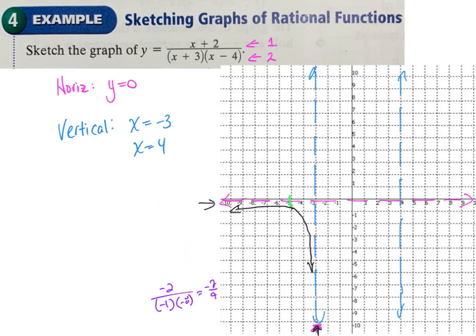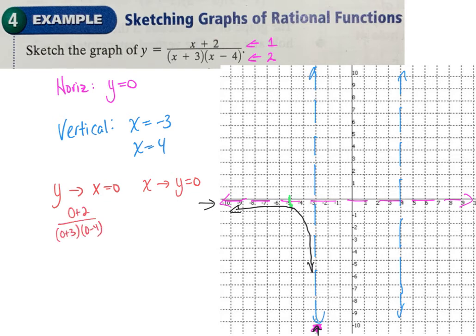Now, how do I know where intercepts happen? My y-intercept should always happen when my x is 0, right? And my x-intercept should always happen where my y is 0. Make sense? So where my x is 0, I just plug it in, right? 0 plus 2 over 0 plus 3, 0 minus 4, right? Everybody agree with that? 0 plus 2 gives me 2 over 3 times negative 4, so negative 1/6. So this little tiny place right here.